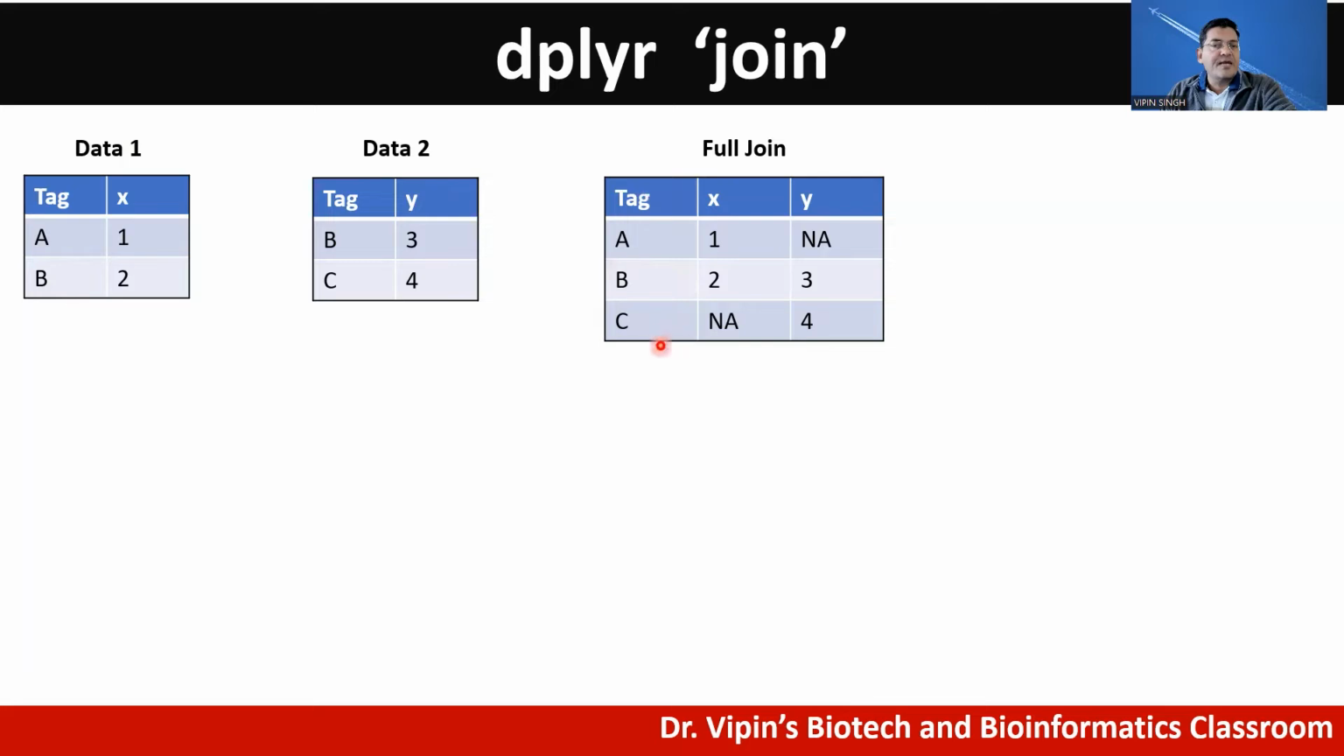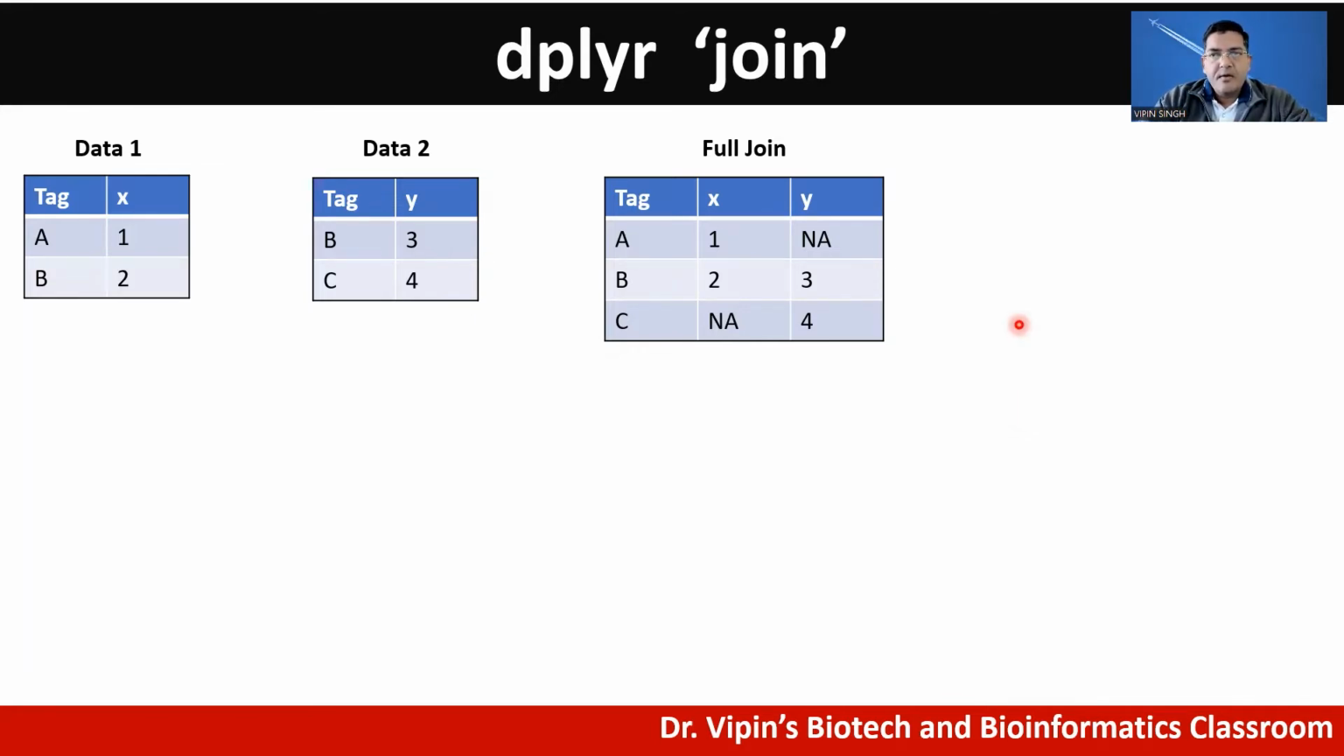Basically, you have three tags, A, B, and C. And whenever there is a missing value, you put an NA. For example, in this case, for tag A, there is no value in Y because there is no tag A in Y. So therefore, you have an NA here. Likewise, for tag C, there is no value in X, so therefore you have an NA here. So this is what is known as full join, where you combine the two data sets together or two data frames together into a single data frame, and the missing values are basically replaced by NA.